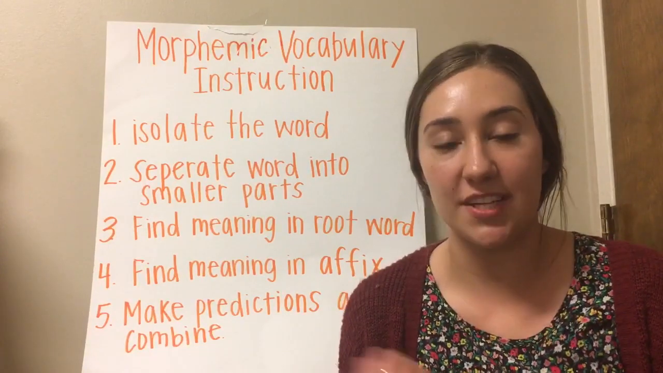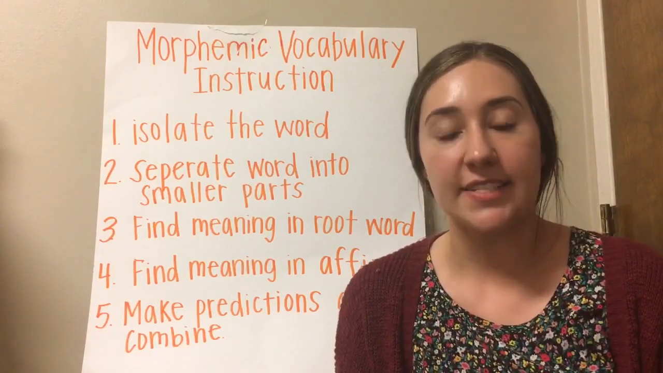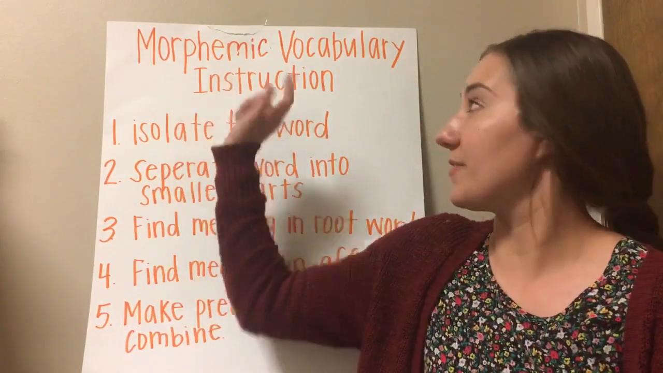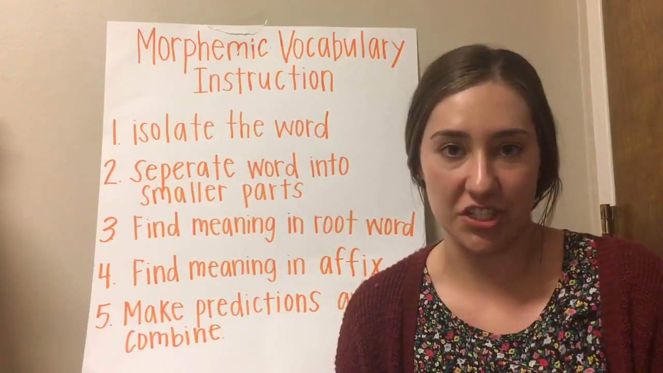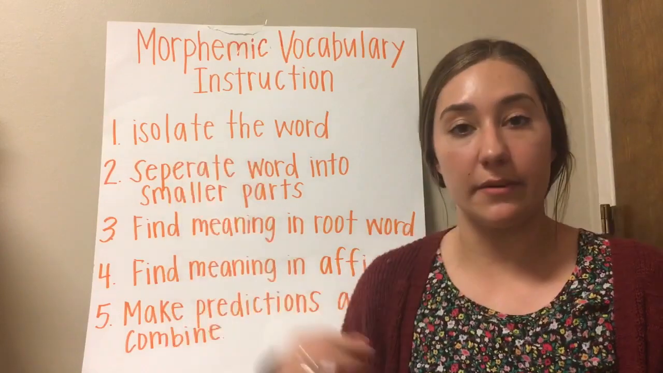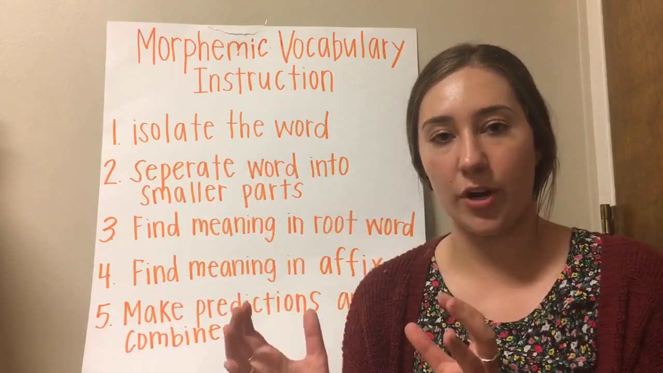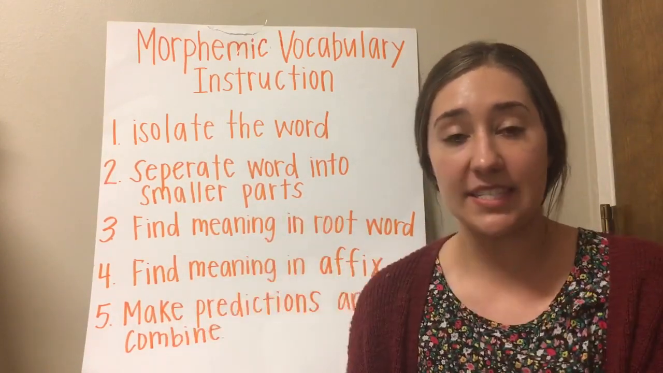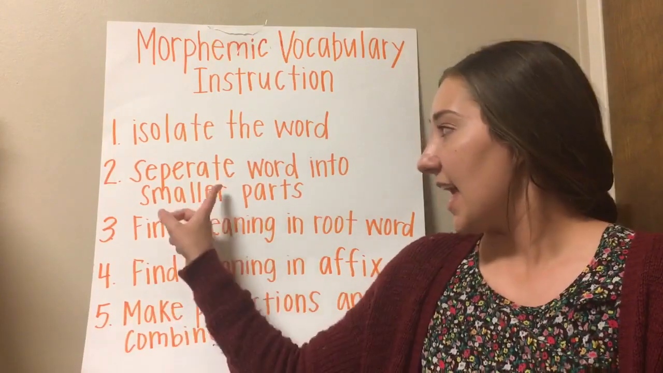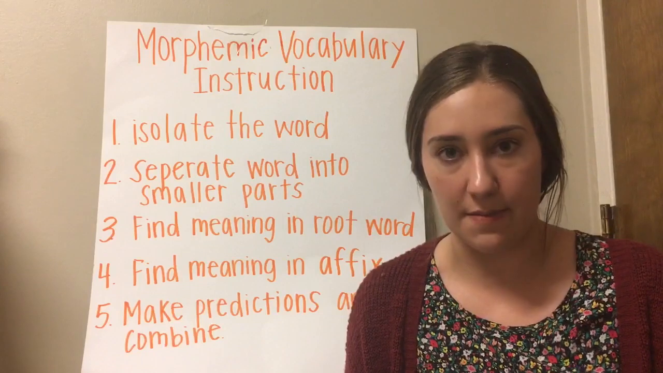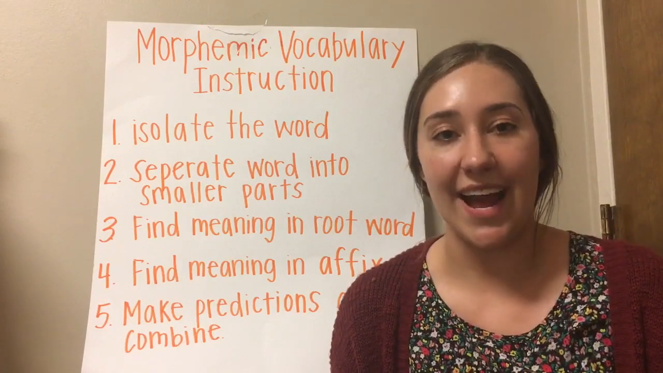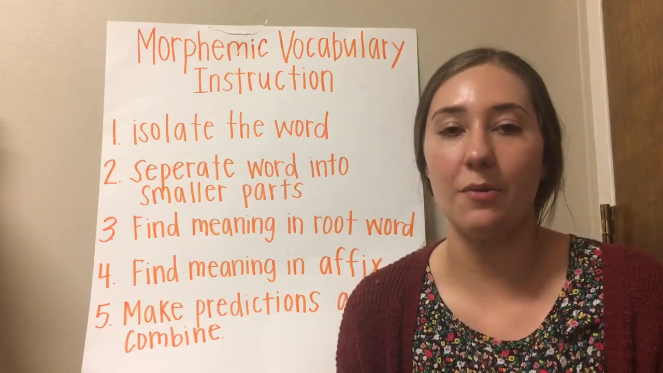Okay, so in the article, this was the strategy that was given to help a student understand the morphemic vocabulary instruction. And this is step by step what you should do to teach this. So number 1, you're going to tell them to isolate the word. So you're going to have a word and you're going to isolate it from the sentence, the word that you're struggling with. And then you're going to separate the word into smaller parts, and that's called a morpheme, the smallest unit that has meaning instead of a word. So that will be the morpheme.